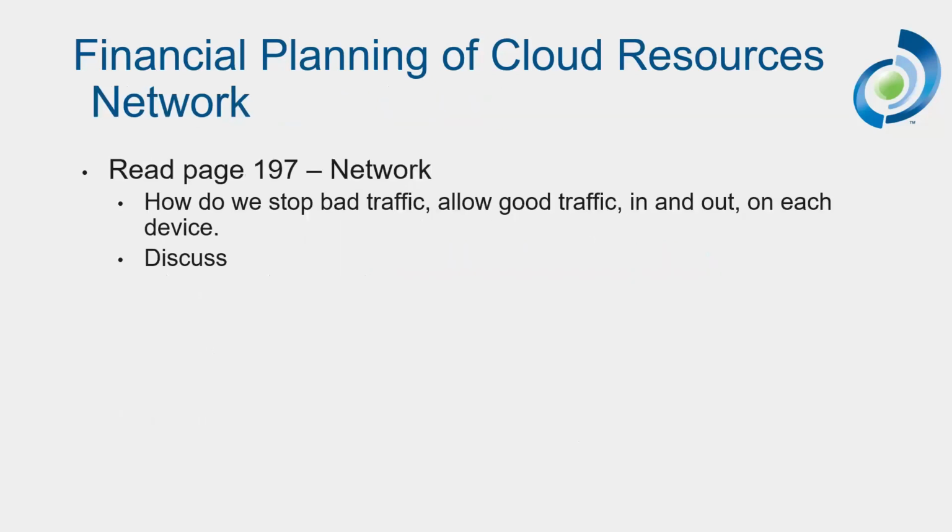All right. And then the next thing we're going to talk about here in our financial planning is the network. So, how do we stop... Network is kind of like how do we stop bad traffic? How do we allow good traffic in and out in each device? You can do as much studying as we've done here on network. As a matter of fact, a lot more. There are people that focus on this, and network is a study that you could go very, very deep in. But we're going to be very high level here and we're going to say that the network is what we use to allow the traffic that we want to allow and to stop the traffic that we do not want to allow.